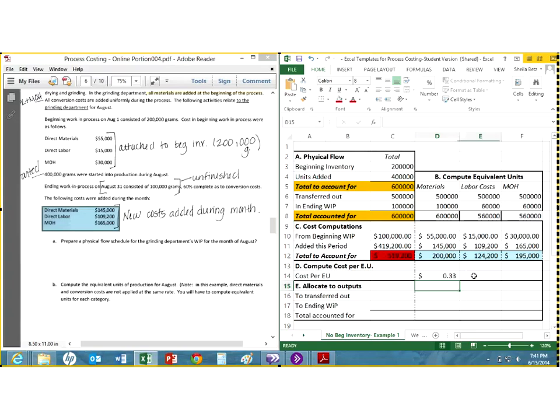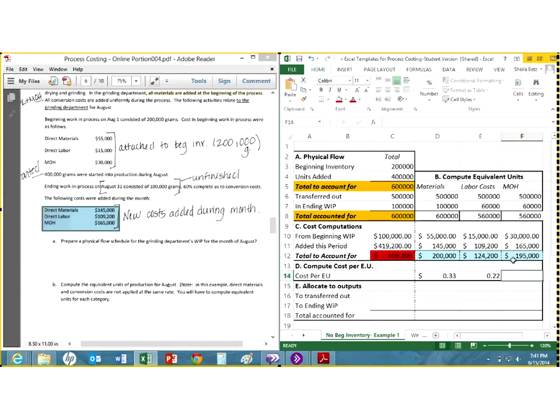Then labor cost, same thing. I had $124,200 of labor cost. I worked on a total of 560,000 grams of cornmeal in regards to labor. So that tells me I have 22 cents of labor cost in every gram of cornmeal.